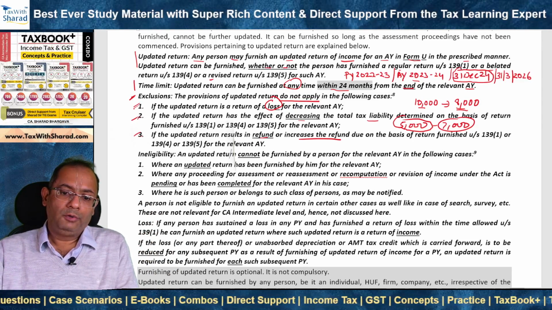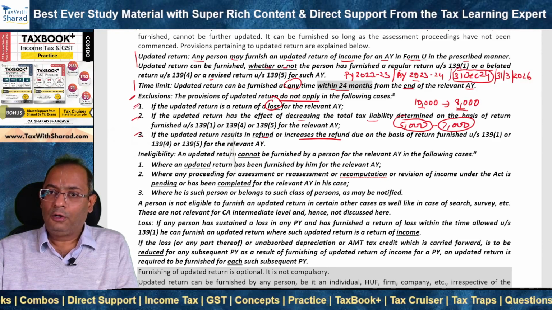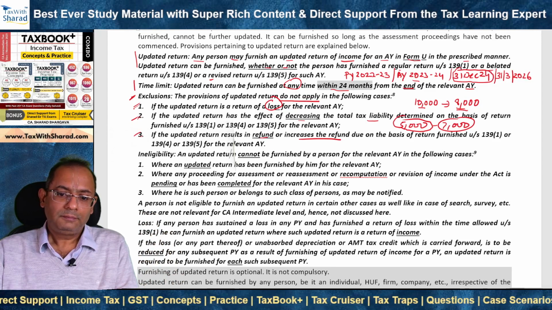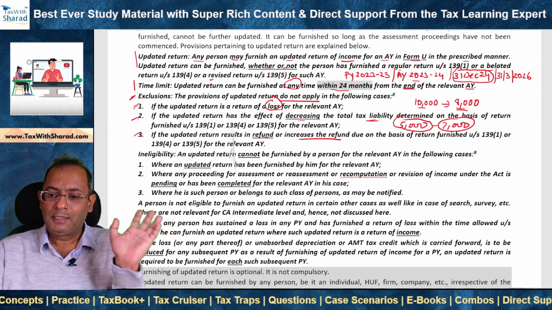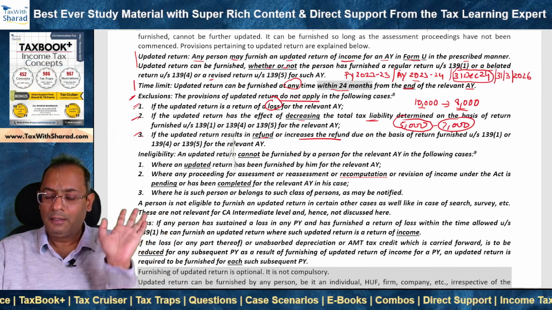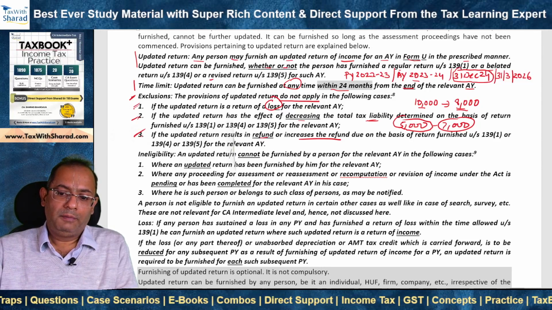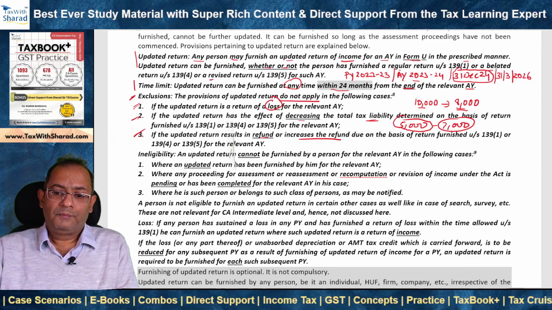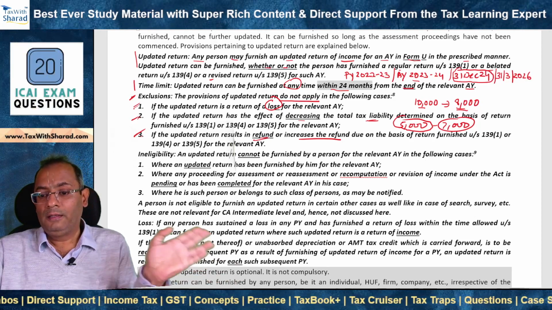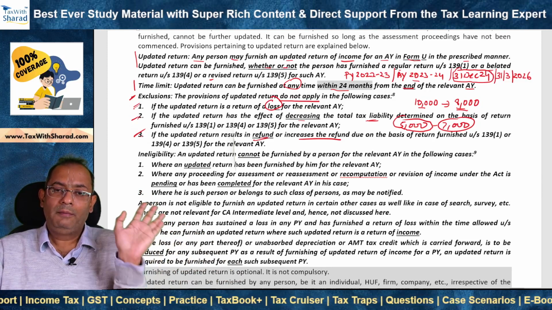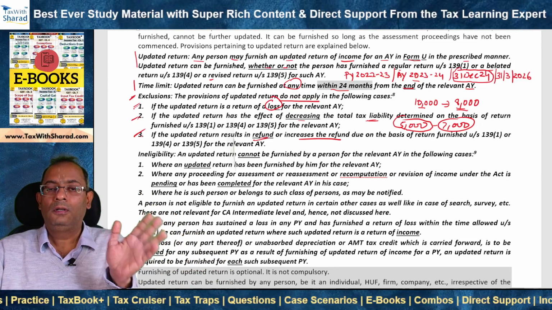So number 1, 2, 3. Number 1, a taxpayer cannot furnish a return of loss under 139(8)(a). Number 2, the taxpayer cannot decrease his total tax liability by virtue of furnishing updated return. And point number 3, the taxpayer cannot furnish an updated return where it results in a refund or where it increases the refund due. So the whole idea behind these 3 exclusions is to ensure that the government doesn't lose out on its tax revenue.